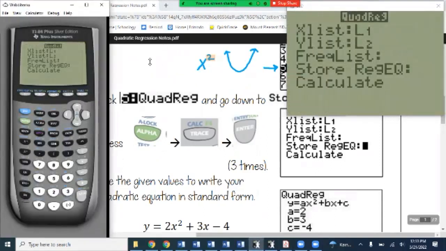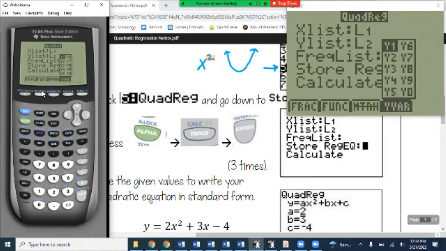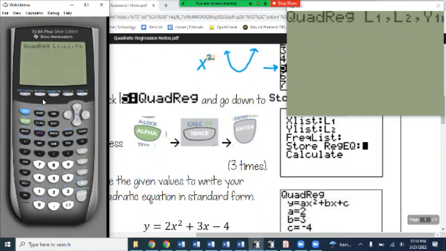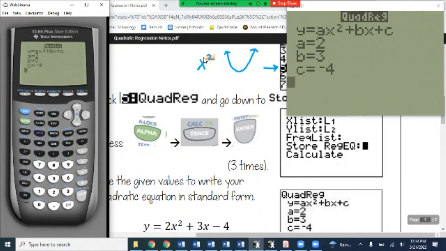All right, anyway, so you click number 5 and you should see this screen. We scroll down to store. What do we do in store? It says press alpha what? Alpha trace, enter, enter, enter. And there's your equation.